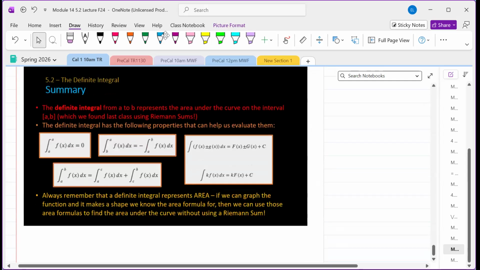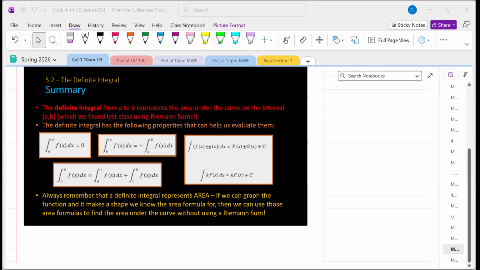Because to be honest, most of the time we don't actually bother looking at the graphs and figuring out the area based on the shape. Because most of those basic shape ones, we can just use the fundamental theorem of calculus, which is what our next section is about, our last section.